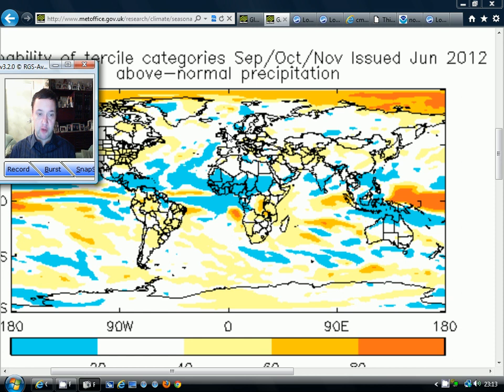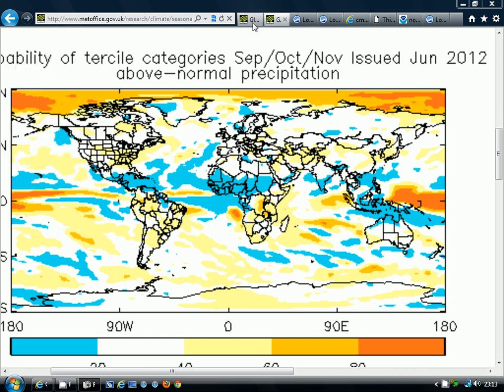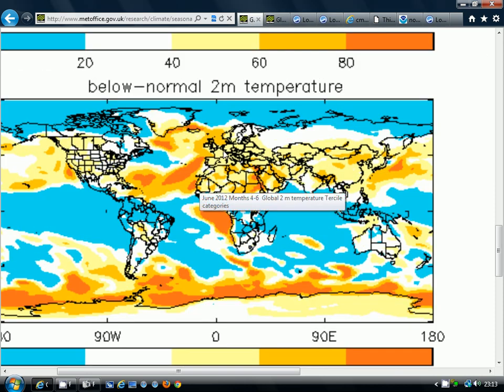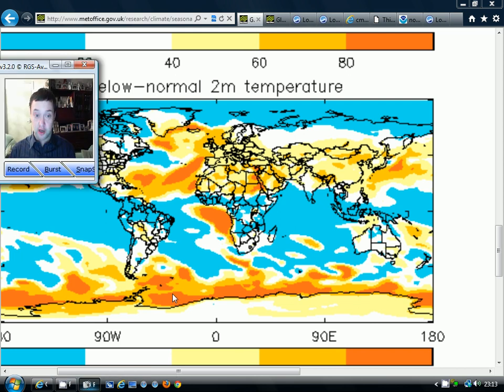So the probability isn't strong for precipitation this autumn, but for temperature it's a much stronger signal, and that temperature probability is 60 to 80% probability that we'll have below normal temperatures this autumn. So I hope you've understood that. It's quite hard to discuss probability, but I hope I've made that as easy as I can for you.